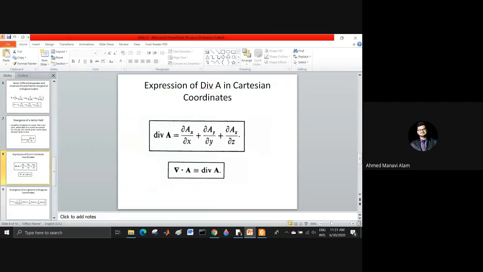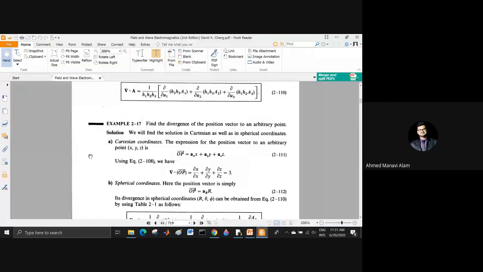If I put it in a very simple way, we did this math in the last class: find the divergence of the position vector to an arbitrary point, in the Cartesian coordinate as well as in the spherical coordinate.